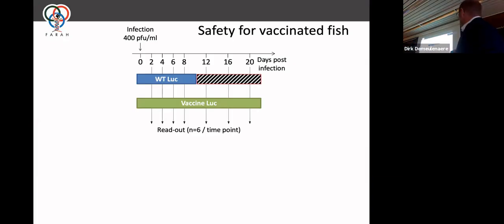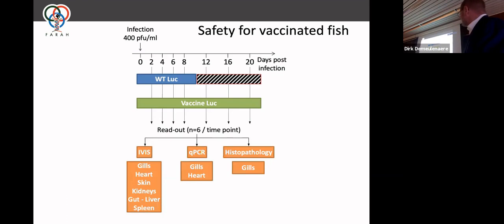And so the experiment that we did here is very simple. You inoculate your fish by bath, so you just drop the virus into the water, just like a normal vaccination procedure, either with the wild type virus expressing luciferase or the vaccine strain expressing luciferase. Then we collect these fish at the indicated time points. The experiment is, unfortunately for the fish, shorter for the wild type virus because the fish die, while with the vaccine you can prolong this experiment.